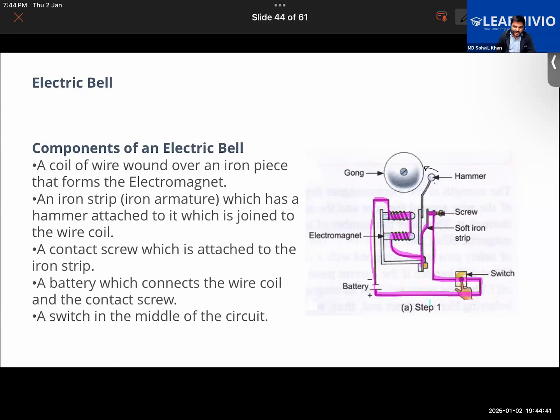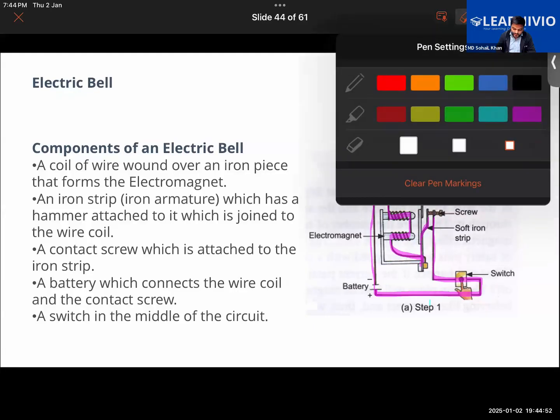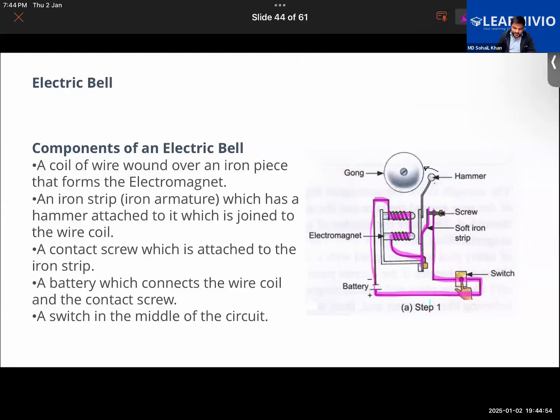And the moment the iron strip moves towards the electromagnet, the contact of this iron strip with the screw is broken here. Getting it? So the circuit is now broken. It is now an open circuit. And we know that in an open circuit, current does not flow. Right? In an open circuit, current does not flow. So thereby, what will happen? The current will no longer flow in the electromagnet.